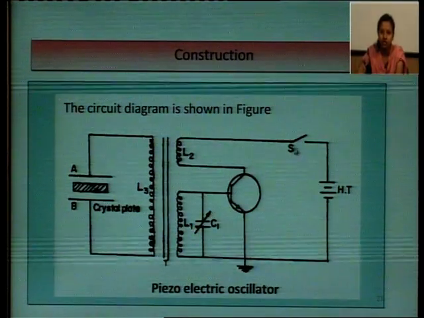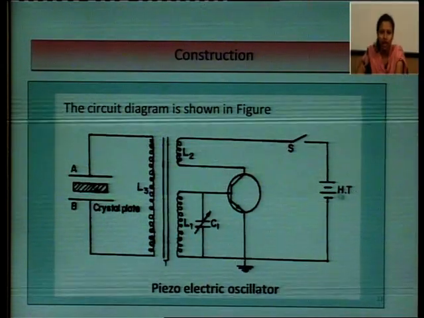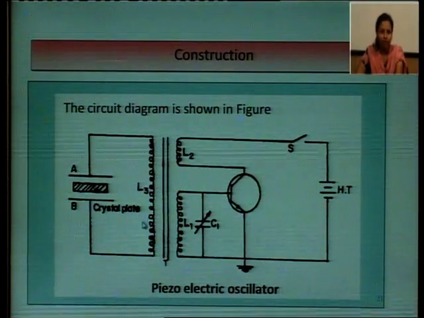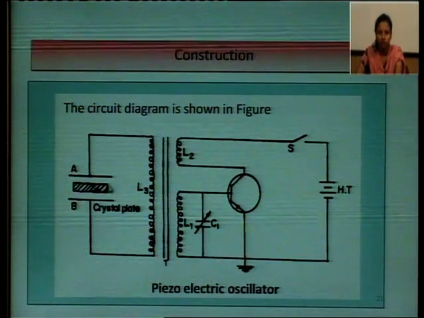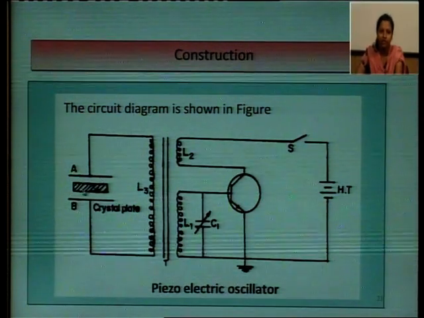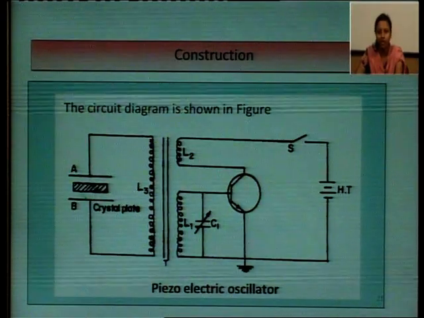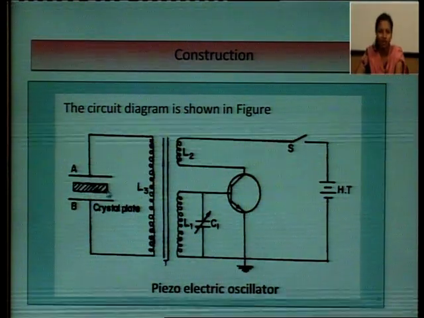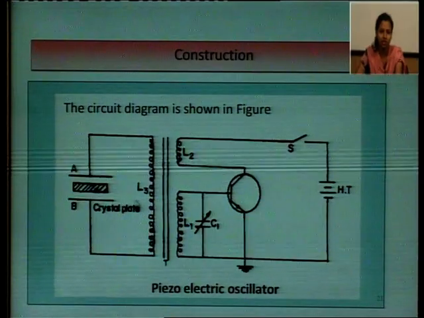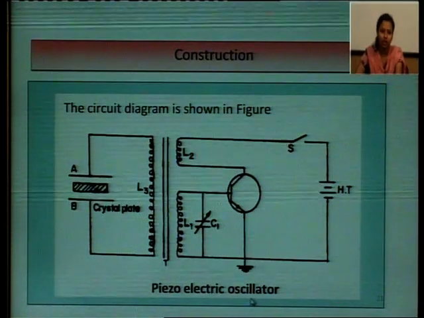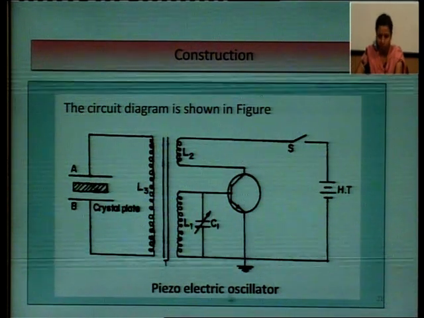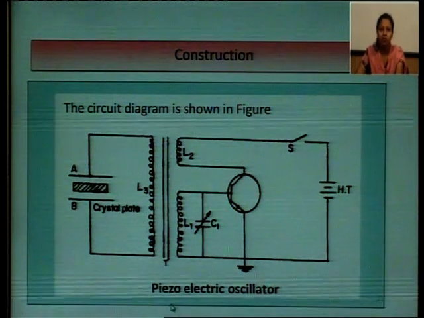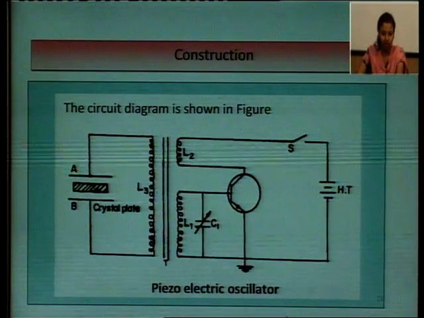So this is simply a key, this is a high tension battery. So we will give the electric field here. Depending upon the electric field, this will start vibrating and it will change its length, increase or decrease its length. So this is called a piezoelectric oscillator, and it is based upon the inverse piezoelectric effect.